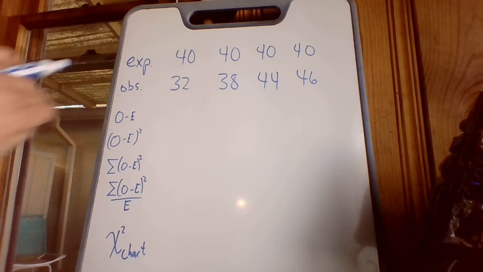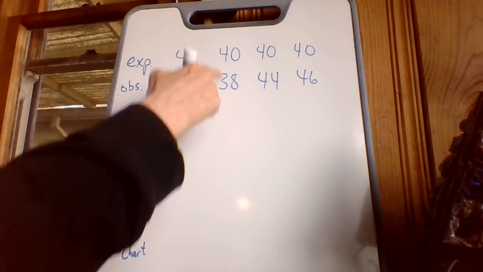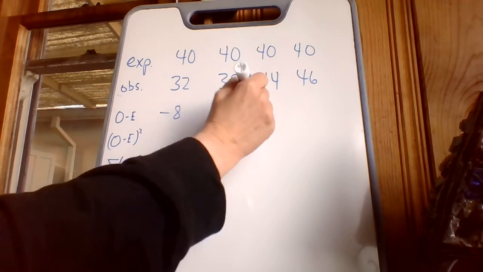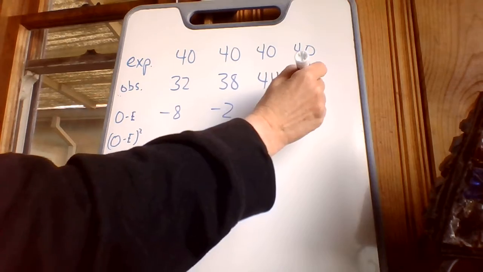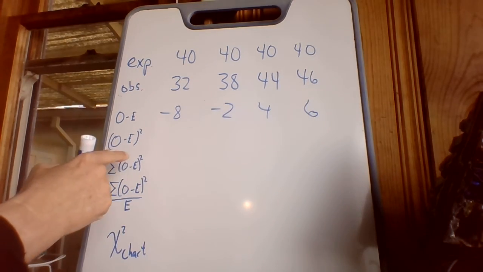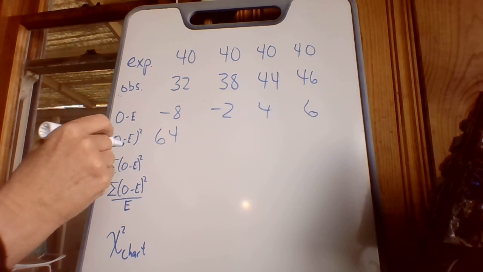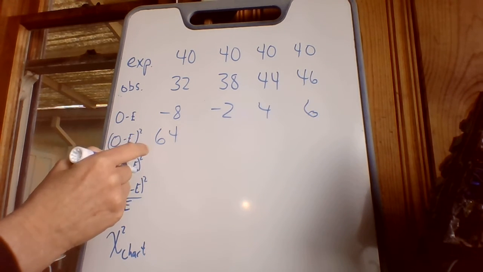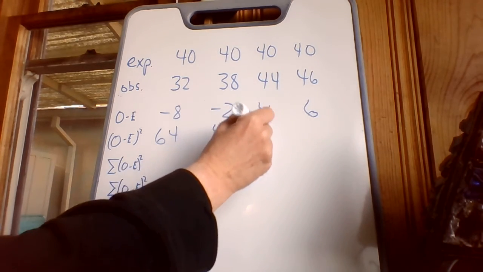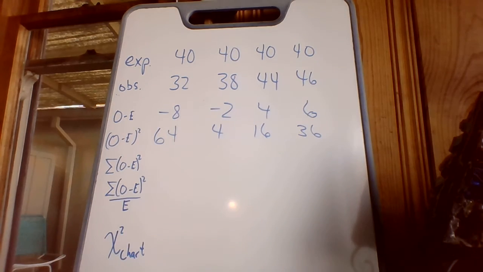Observed minus expected. Okay, so 32 minus 40. 38 minus 40. 44 minus 40. 46 minus 40. Then what you do is you square each one of those numbers. Negative times negative is positive. So negative 8 times negative 8 is positive 64. Positive 4. Positive 16. Positive 36. That whole line should be positive.